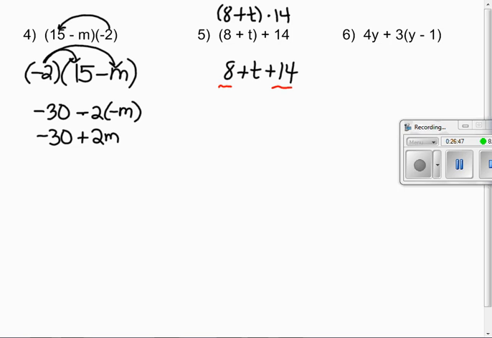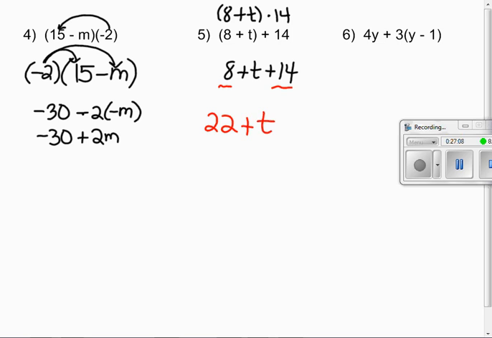Yeah. What's that give you? 8 plus 14. You have $8, I'm going to give you 14 more. How much money will you have? 22. Now, this is a combination.